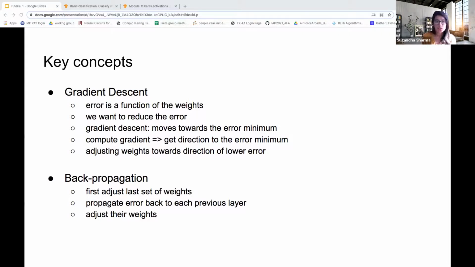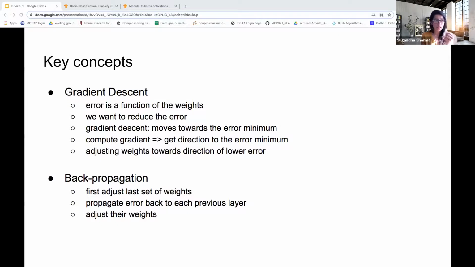So gradient descent tries to move the network towards error minimum. And computing the gradient means getting the direction towards this error minimum. And then when we adjust the weights, we are using that computed gradient to move the weights in the direction of lower error. And when we talk about backpropagation, it's basically using the gradient descent to first adjust the weights of the last layer, and then propagating the error back to each of the previous layers to adjust their weights.